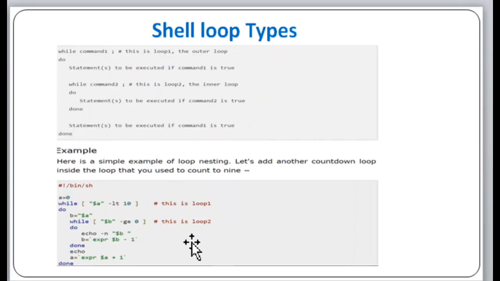So here's an example with actual code. We have our hash bang, and we have the variable a equals 0. So while a is less than 10, do b equals the value of a. And while b is greater than 0, do echo the value of b, the variable b. And we set b equal to variable b minus 1. Done. And then we set a equal to expression variable a plus 1. And done.